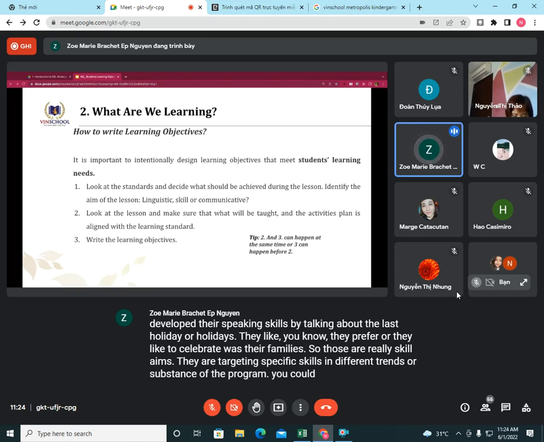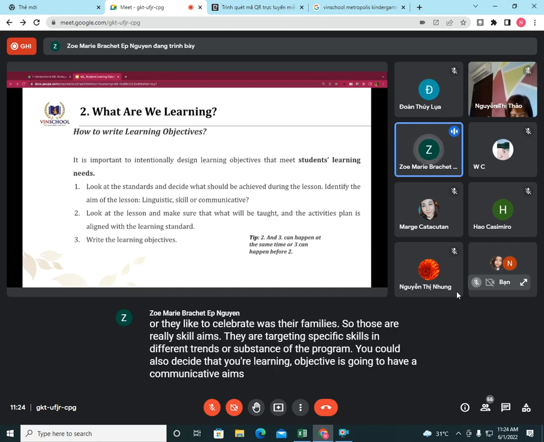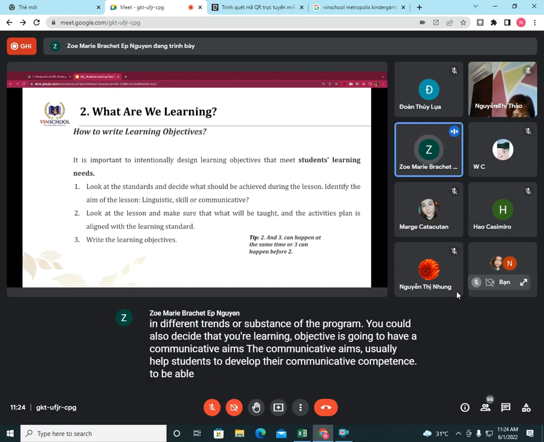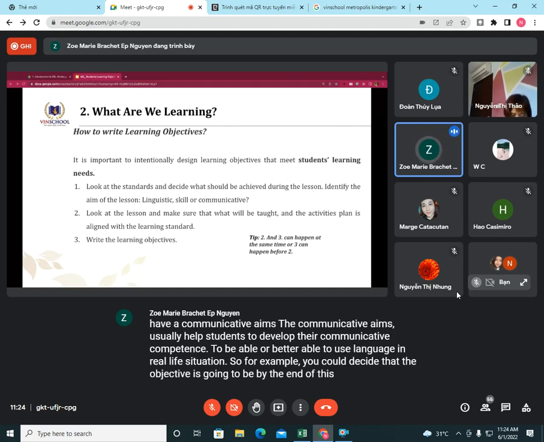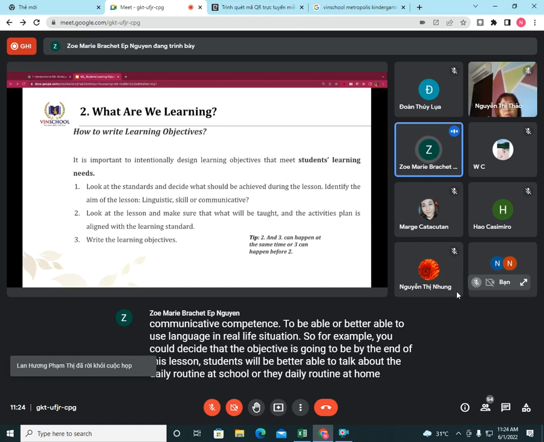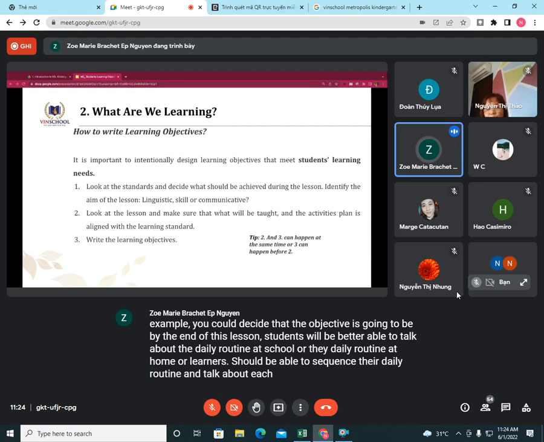You could also decide that your learning objective is going to have a communicative aim. The communicative aims usually help students to develop their communicative competence to be better able to use language in real life situations. So for example, you could decide that the objective is going to be by the end of this lesson, students will be better able to talk about their daily routine at school or at home, or learners should be able to sequence their daily routine and talk about each part of their routine.